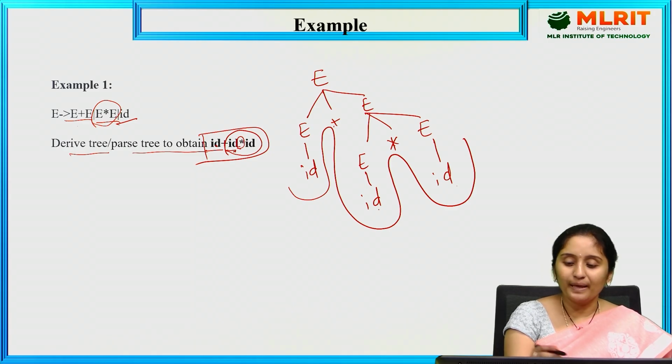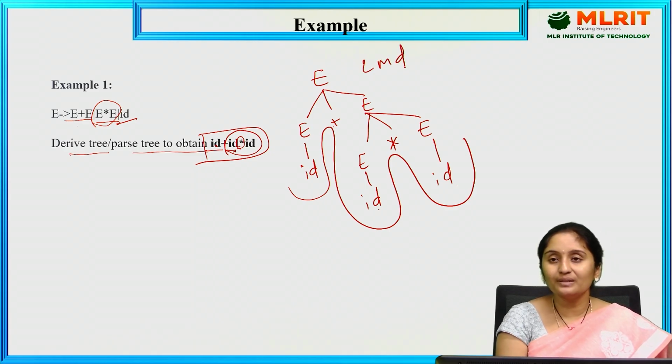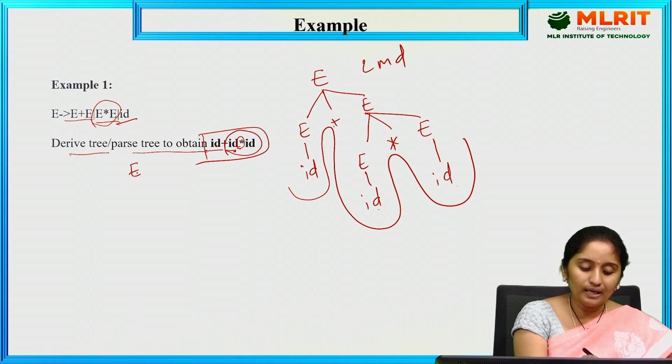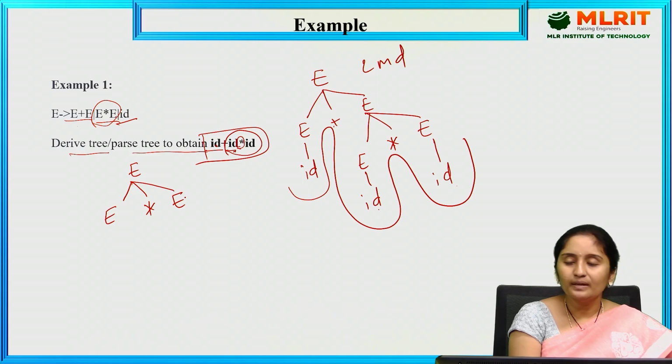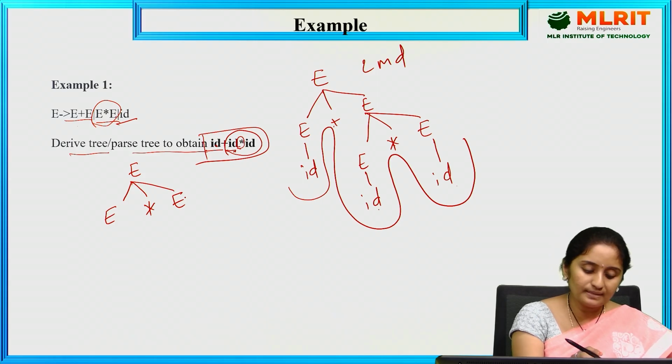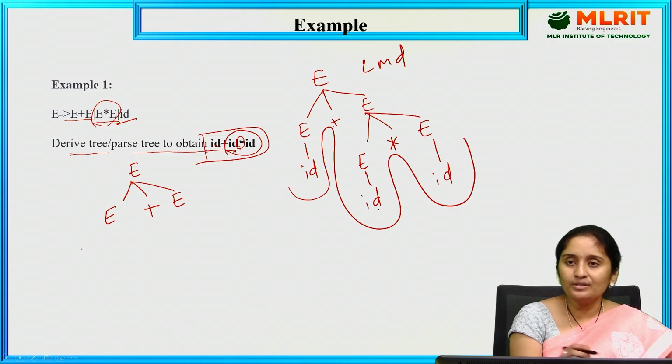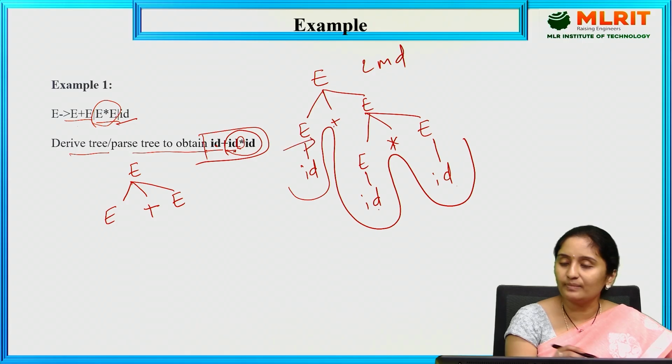So let me apply the rightmost derivation. This is nothing but the leftmost derivation tree or the parse tree. So let me apply the parse tree for the rightmost. Here E produces E star E, or let me take the same thing, E plus E. In the first one, I derived the star from the leftmost terminal.